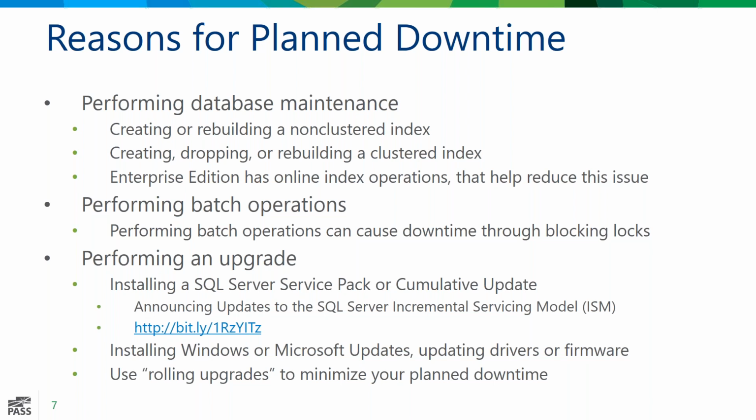So regardless of that, another reason for planned downtime is installing Windows updates or Microsoft updates or updating your drivers or firmware on the server itself. And if you've got the right kind of HA, DR architecture in place, you can use what are called rolling upgrades to minimize your planned downtime. So instead of going in and installing a BIOS update and then bouncing the server and waiting 15 or 20 minutes perhaps for the server to come back, if you've got something in place like database mirroring, you can do it on one side of the mirror and then fail over and then do it on the other side and fail back and just have a very short amount of downtime to do a planned maintenance event.